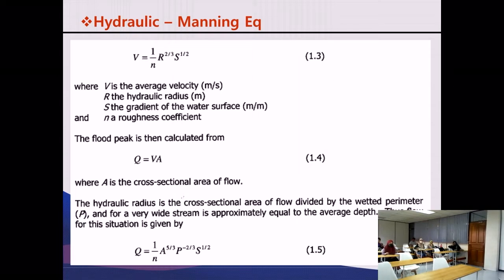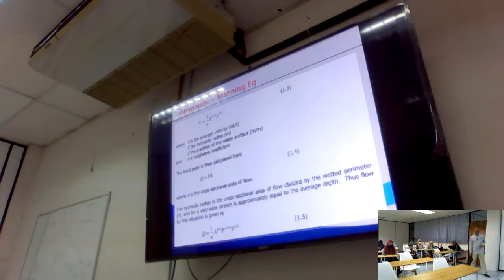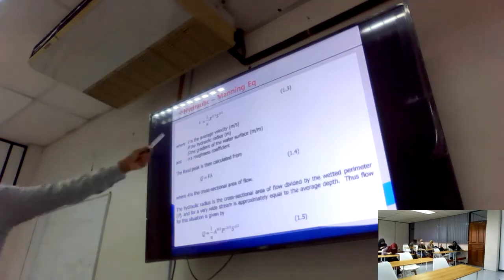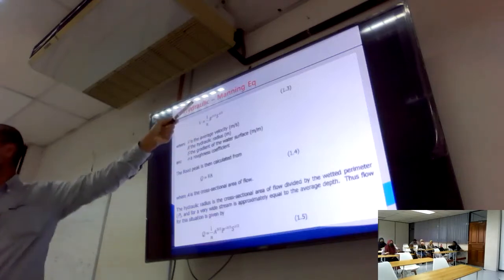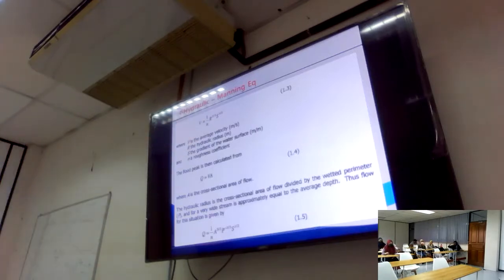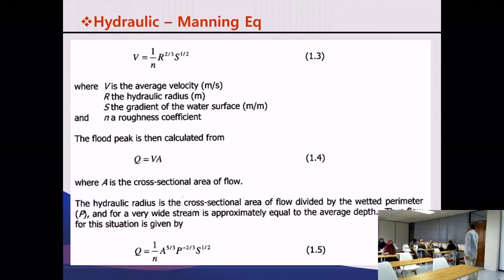This formula, just now the formula was called what? Rational formula, right? Now it's called Manning formula. So the Manning formula is this one here, or the one that you see there. This is what we call Manning formula, where you have velocity equals 1 over n, R to the 2/3, S to the 1/2. S to the 1/2 means square root of S, right? S to the power of 0.5, that means square root. But it uses 1/2.